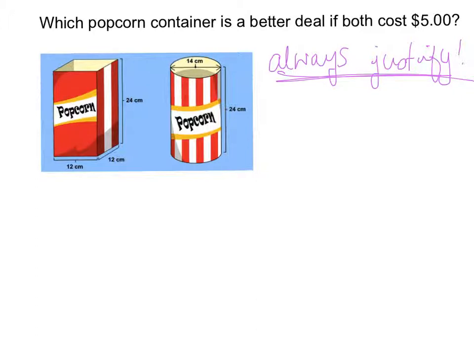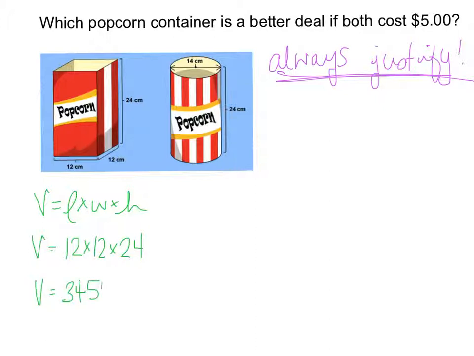So, the first container is a cube, but it's not a cube. It's a rectangular prism. And you guys should know this from the past. The volume for this shape is just length times width times our height. So our volume is going to be 12 times 12 times 24. When we multiply all of these together, we end up with our volume equals 3,456 cubic centimeters.